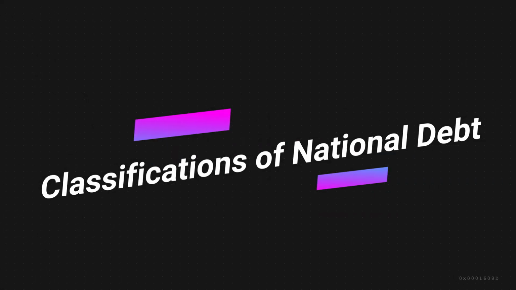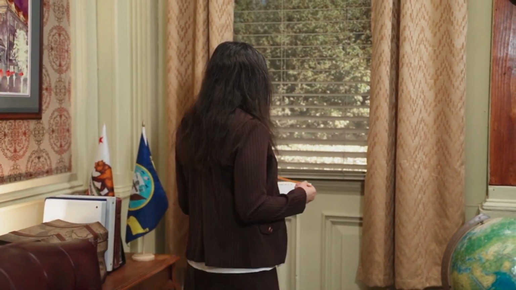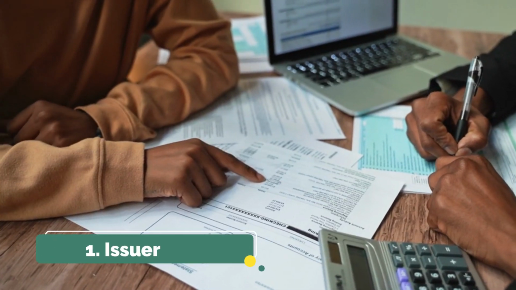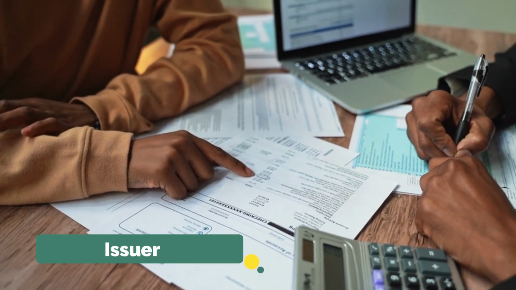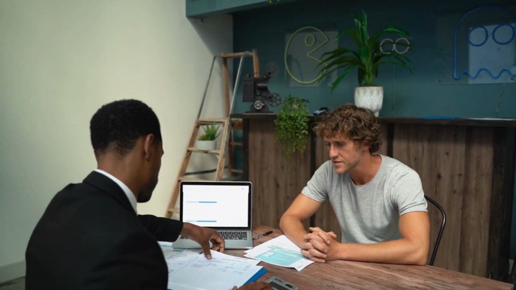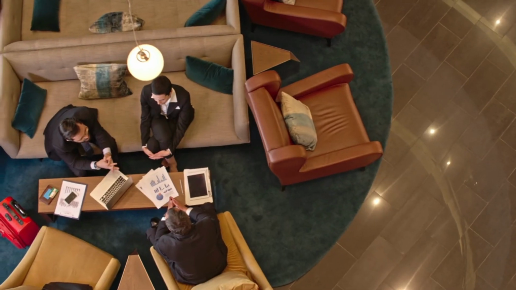Classifications of national debt. There are various ways to classify national debt, including by issuer, maturity, method of repayment, and holder. 1. Issuer. The issuer of national debt can vary from federal to municipal levels of government, with the risk profile of the debt dependent on the issuer. Provincial and municipal debt is generally considered riskier than federal debt. 2. Maturity.